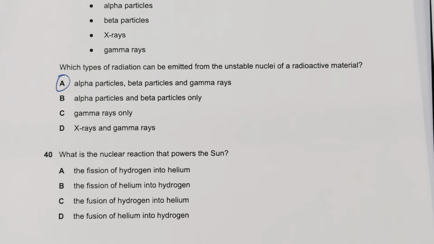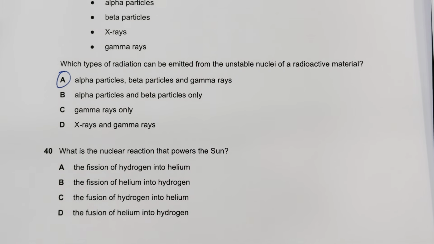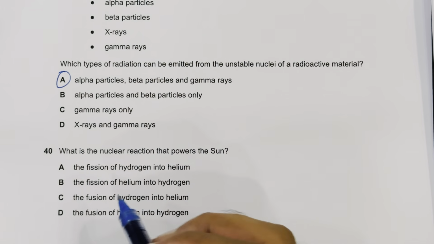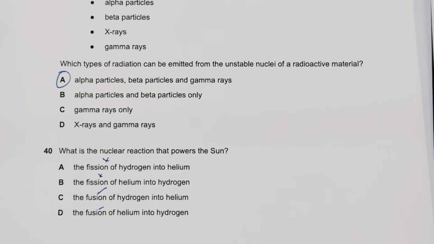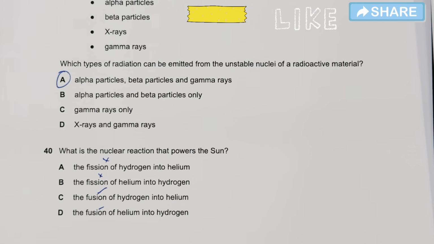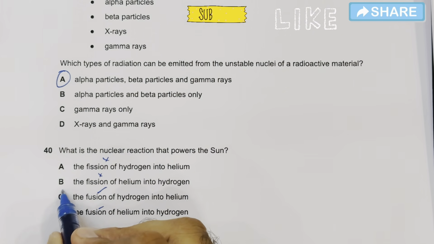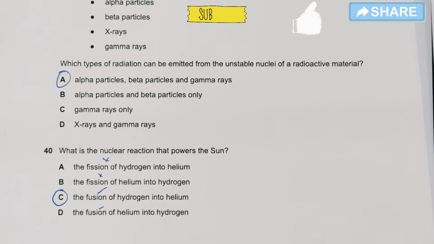This is also a repeated and examiner favorite question. What is the nuclear reaction that powers the sun? So we know that it should be a fusion reaction, not a fission reaction. Now we have to identify fusion of hydrogen into helium or fusion of helium into hydrogen. So it is hydrogen into helium. So option number C is the correct answer.